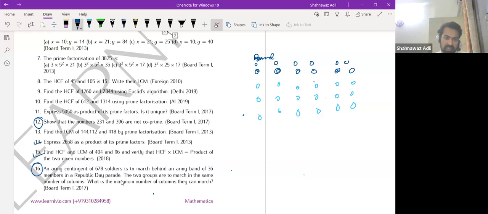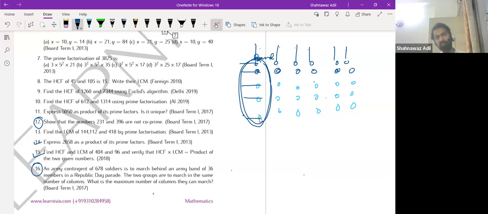We have to find out what is the maximum number of columns that they can march. So how many columns do we have? 1, 2, 3, 4, 5, 6, 7, whatever number. You guys please find out. Firstly, we have to find out how many members should be there in one group. How can we arrange them? How many rows would there be? So what do we need to calculate to find the number of rows or the number of people? HCF or LCM?